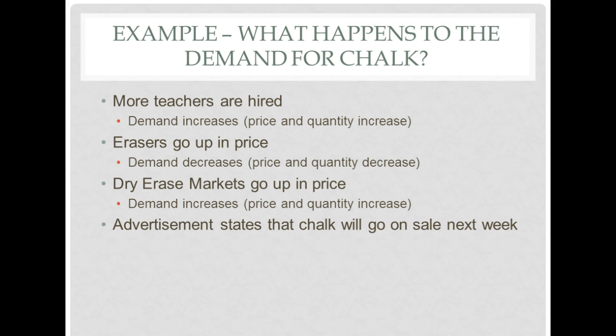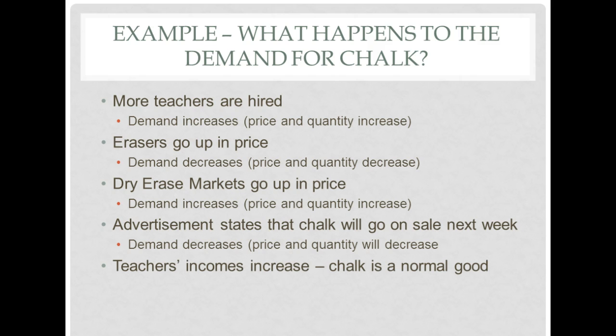Advertisement states that chalk will go on sale next week. Okay, we think chalk is going to be less expensive next week, and therefore right now we will buy less. Our demand will decrease. Price and quantity will decrease. And then lastly, teachers' incomes increase. And chalk is a normal good. Well, if we have more income and it's a normal good, our demand will increase. Price and quantity will increase.